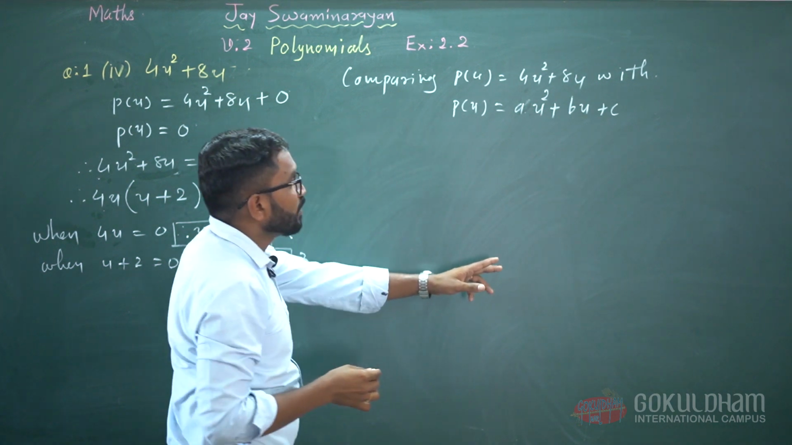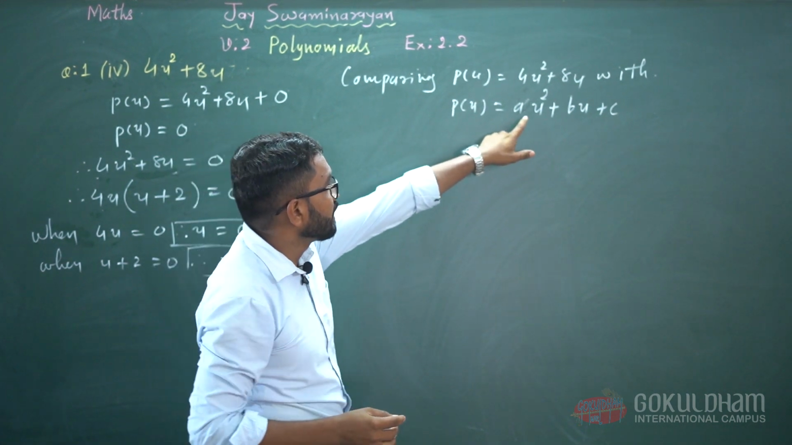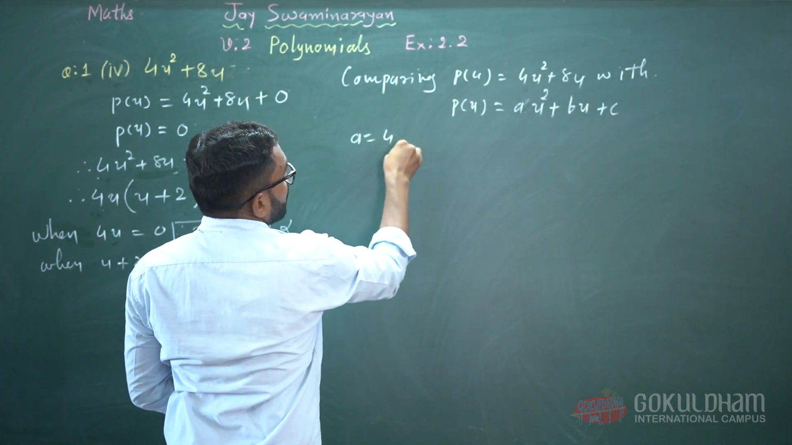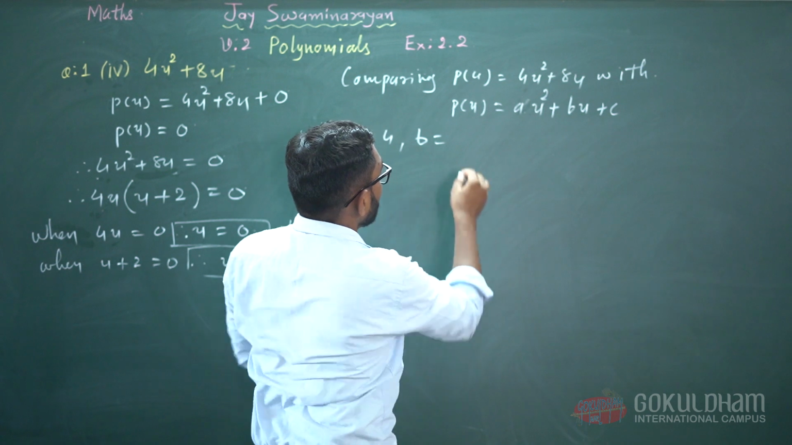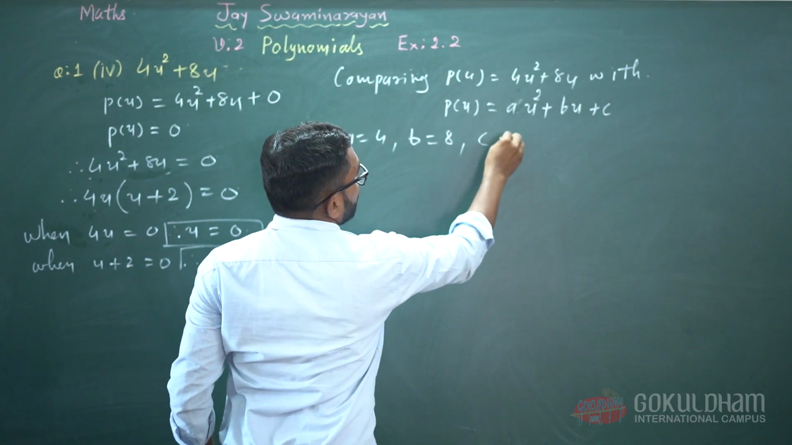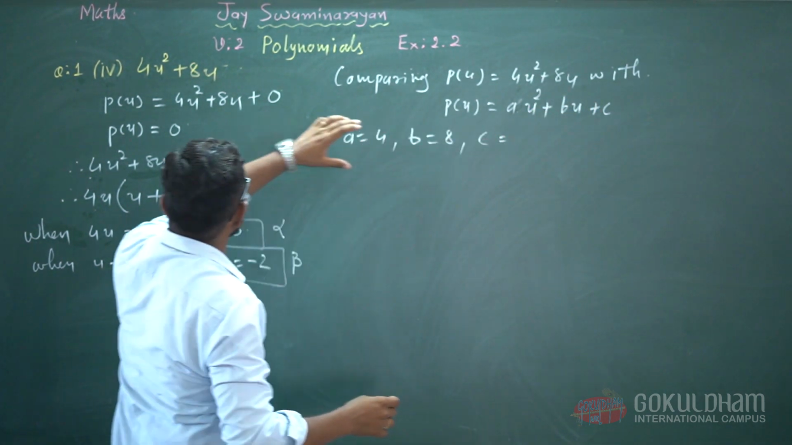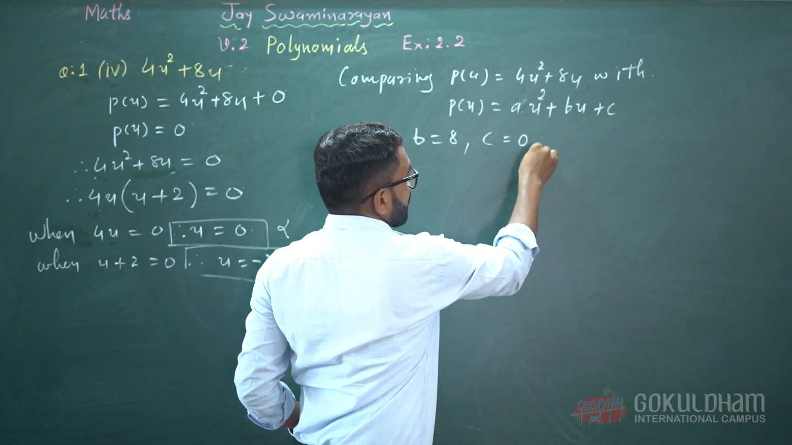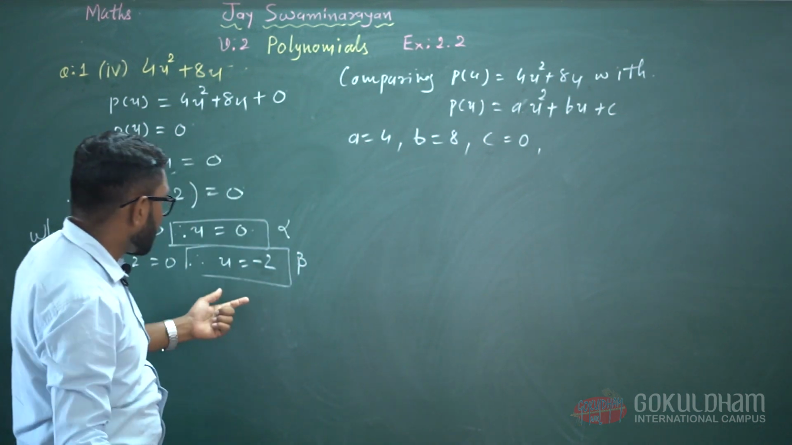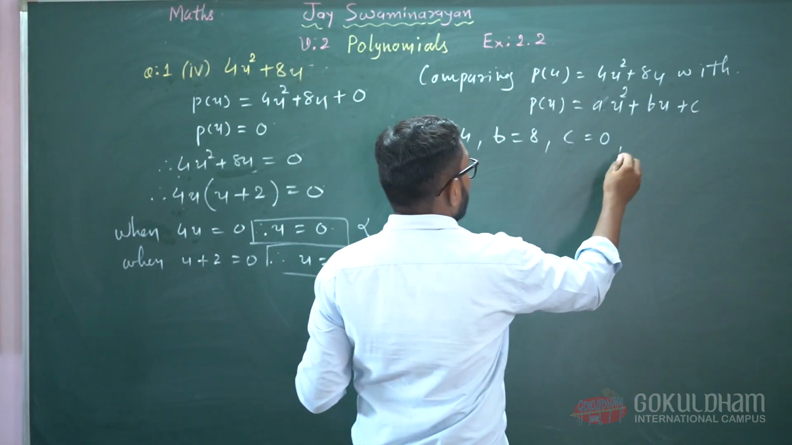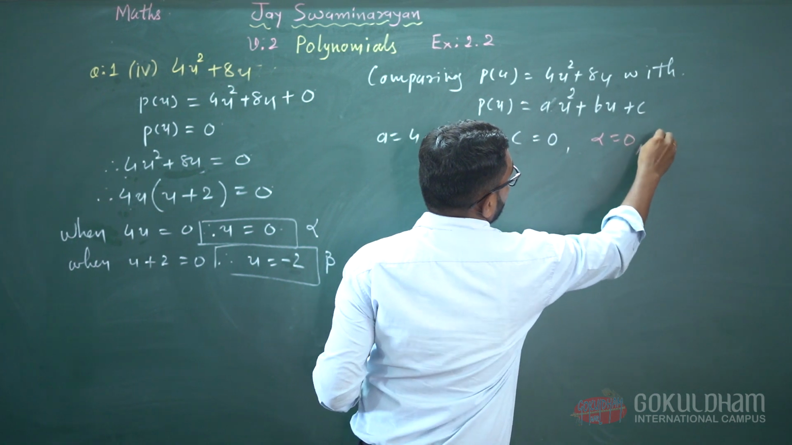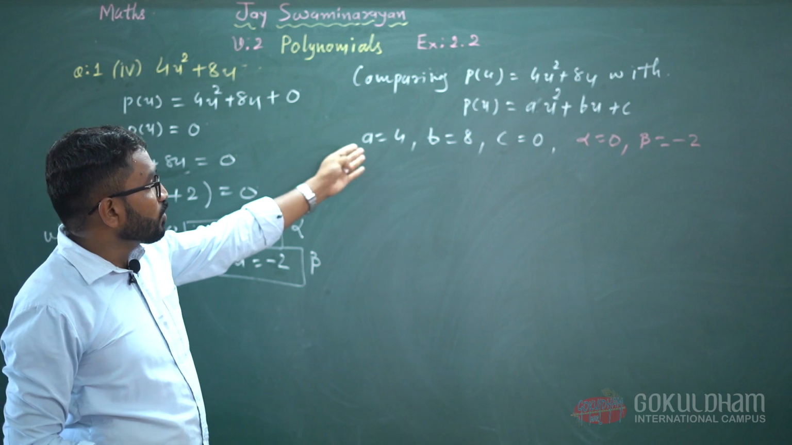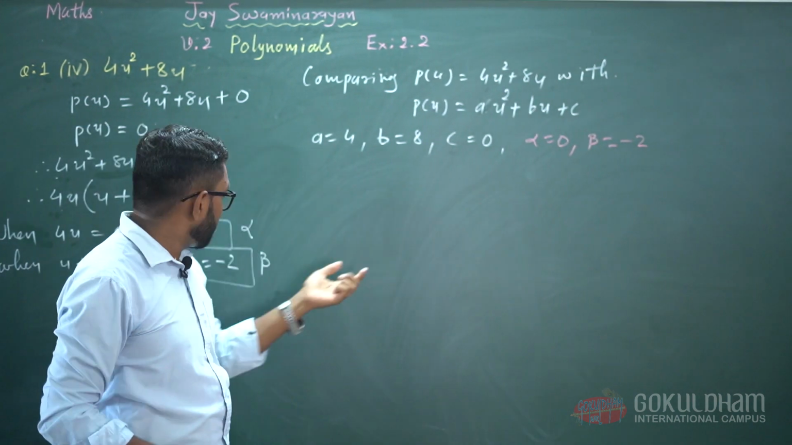Okay, then we get the value of the coefficients here. a equal to the coefficient of u square, a equals 4, b equals 8, and c, the constant, is not given, so we take it as 0. So the value of c is 0, and our zeros are alpha equal to 0 and beta equal to minus 2. So our coefficients are given and we found the zeros also.